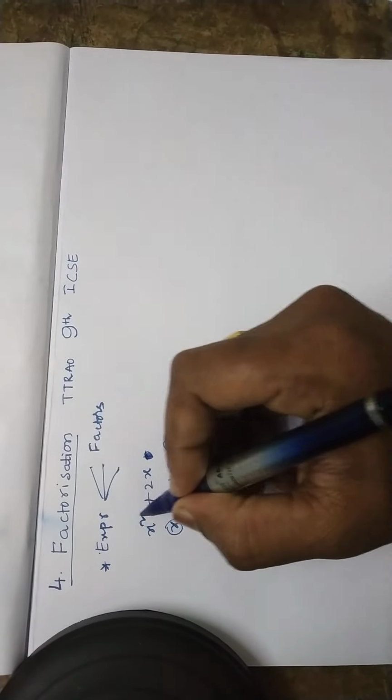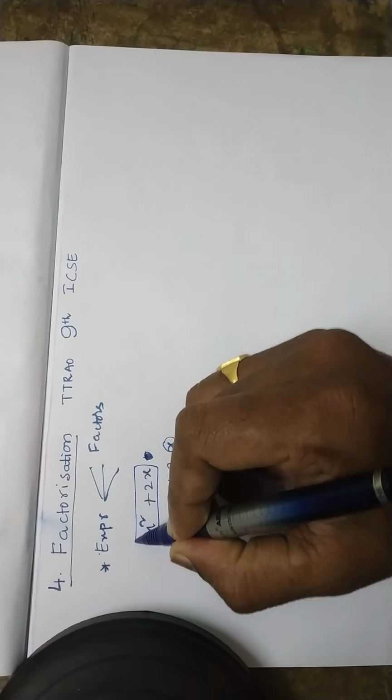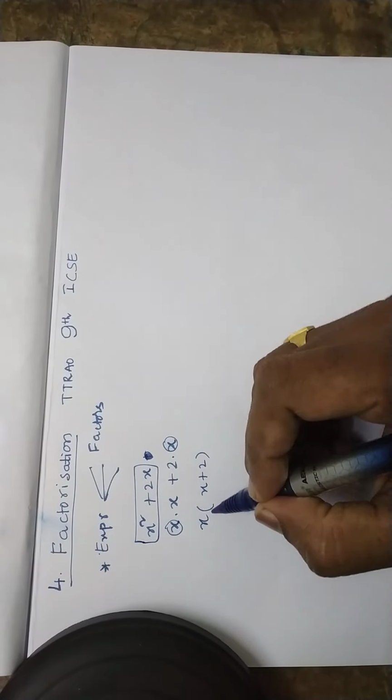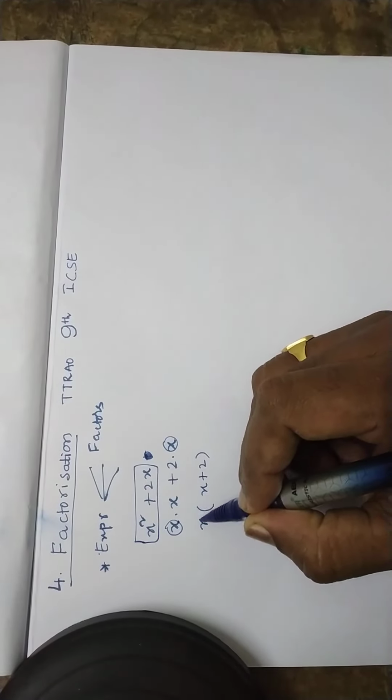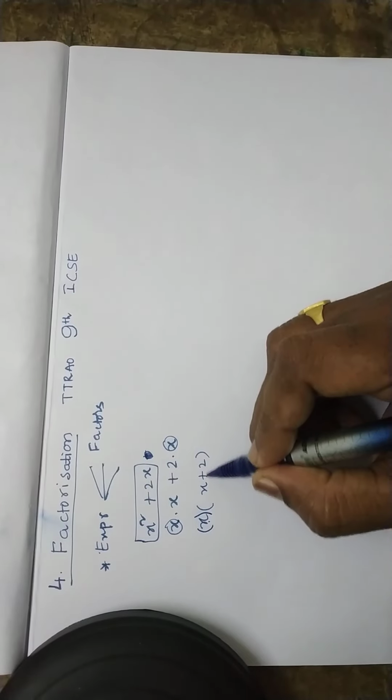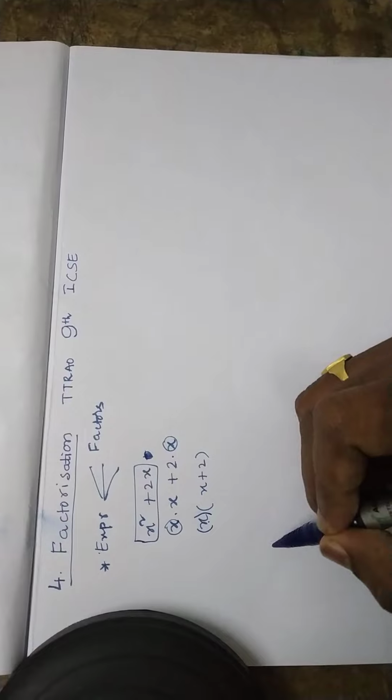So what do you think? Initially it is one single expression. It's a binomial, of course. This we converted into the product of two expressions. It's a monomial, it's a binomial. So this is called factorization.